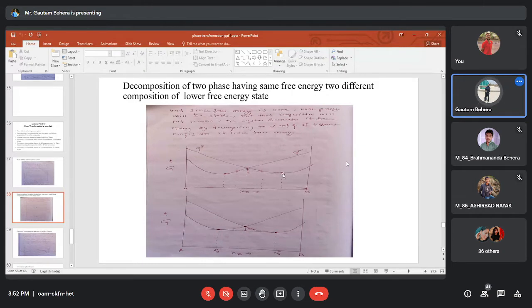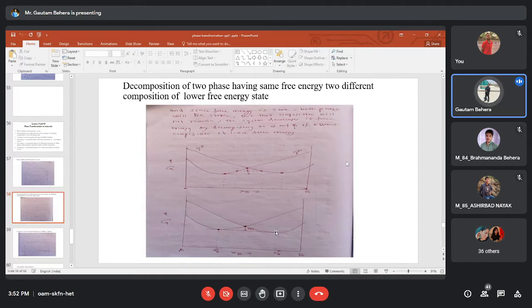You can join them. You can draw a tangent. How to do that? Just simply draw a tangent to these two curves. Obviously the tangent will touch the minimum point of alpha and the minimum point of beta. The points where this tangent touches these two curves are the composition of alpha and the composition of beta. So the initial composition will not remain the same. It will change to this composition and this composition, and this is the tangent. You can see this image.